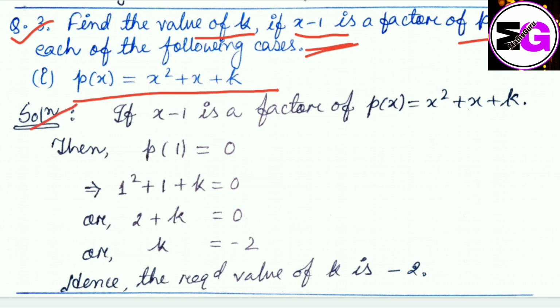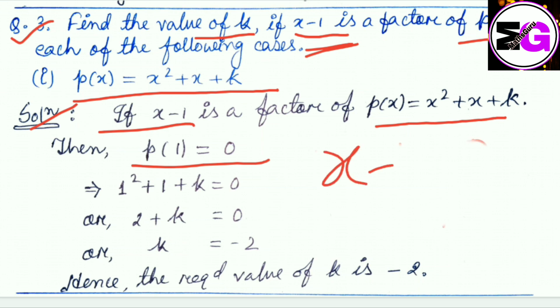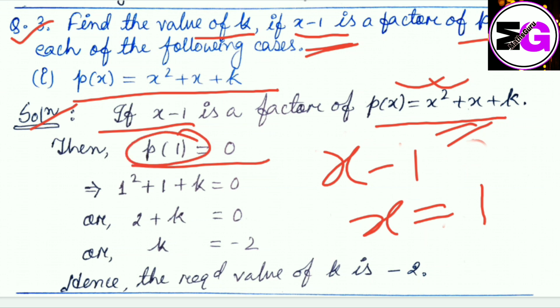Okay, solution: if x minus 1 is a factor of p of x equals to x square plus x plus k, then p of 1 is equals to 0. If x minus 1 is a factor, x equals to 1 will be the 0 of this factor. That means p of 1, if we put 1 in place of x, we should get 0.